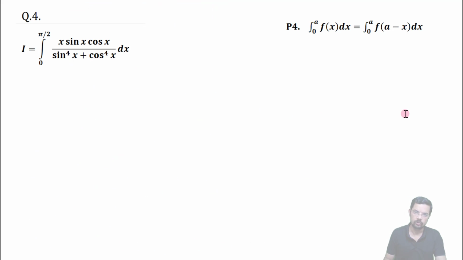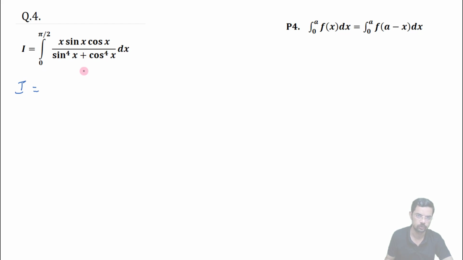Again, this problem is also of the same type. So let us see here. We need to eliminate this x. For that purpose, we shall apply this property: the integral from 0 to a of f(x) dx is equal to the integral from 0 to a of f(a minus x) dx. This formula is a special case of King's rule.